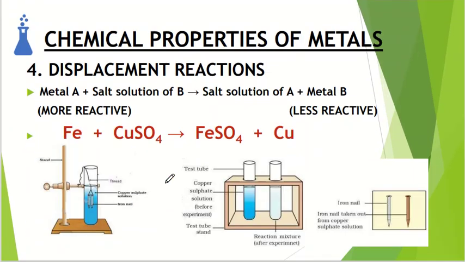Chemical properties of metals again. Displacement reactions. Metal A plus salt solution of B gives us salt solution of A and metal B, which is less reactive. But on the left hand side, it is more reactive. You can see on the screen here, iron plus copper sulfate gives iron sulfate plus copper. That means copper is displaced, right? So here is the picture where we can see and understand how it takes place.